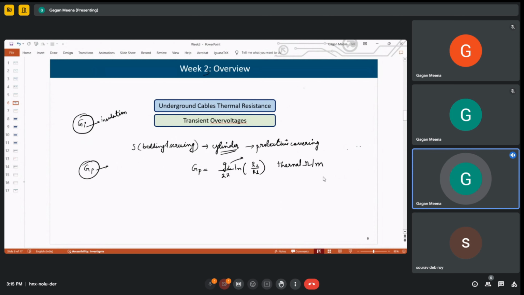G2 here is the thermal resistivity of the bedding and serving, which is about 5 degrees Celsius meter per watt. Then R1 is the radius over the sheath, so the radius over and above the insulation, over the sheath, which is in meter. And R2 is the external radius of the cable.